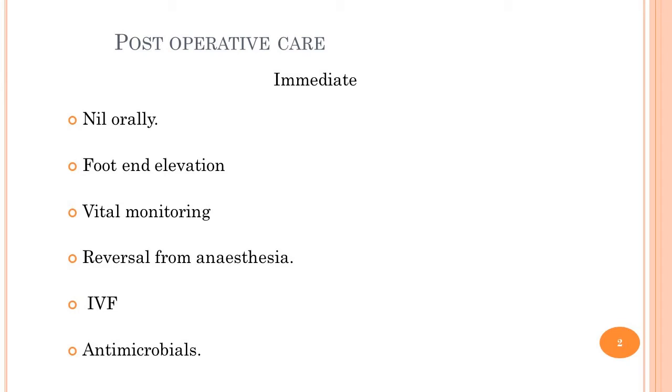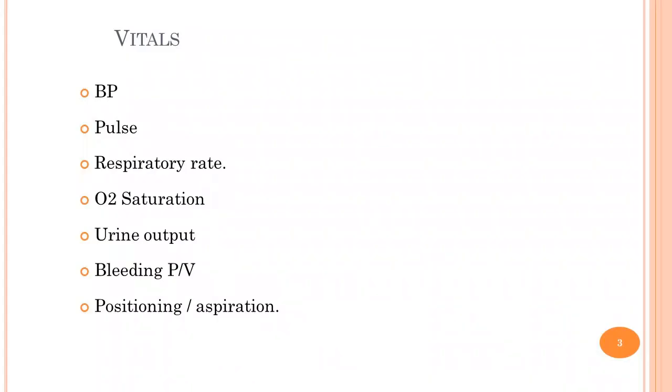The patient is observed for the features of reversal from the anesthesia and any immediate post-operative complications; if they are present, they are immediately observed and attended. After the surgery, the blood pressure, pulse, respiratory rate and oxygen saturation are monitored continuously by the monitor. Any heavy bleeding per vaginum is also observed. Urine output for fluid management is also considered.